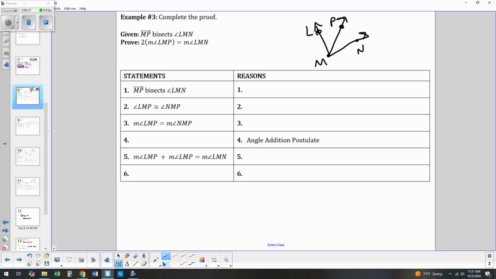So we are given that ray MP bisects angle LMN, and we know the last step is going to be 2 times the measure of angle LMP equals the measure of angle LMN. So step 1 was bisects. Now I see I have 2 congruent segments. I saw a word. I'm going to use the definition of that word. Definition of bisects.